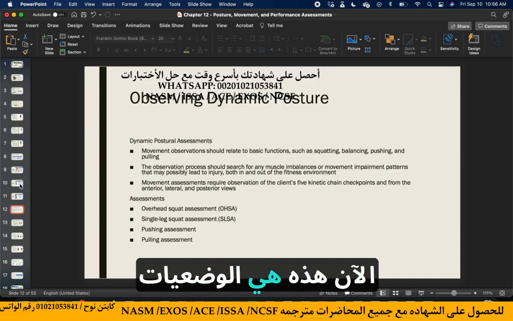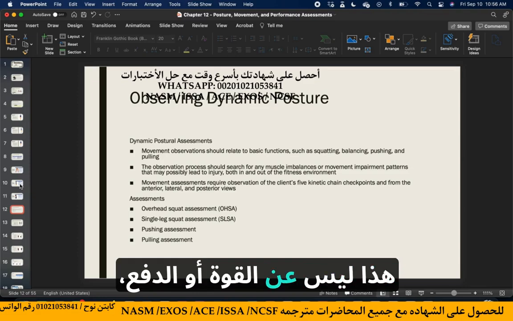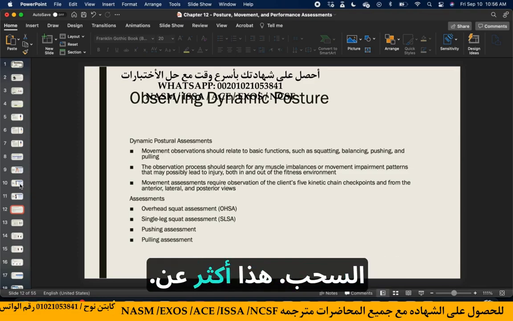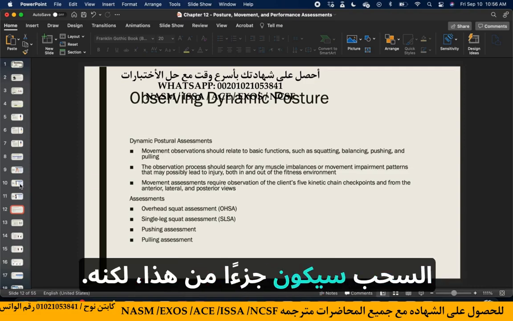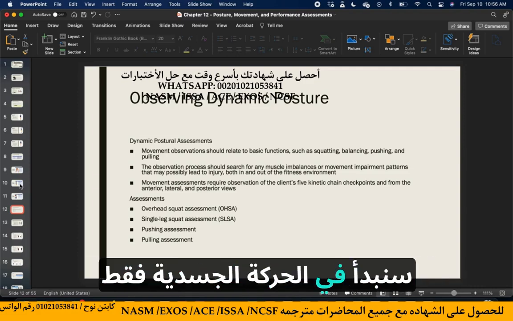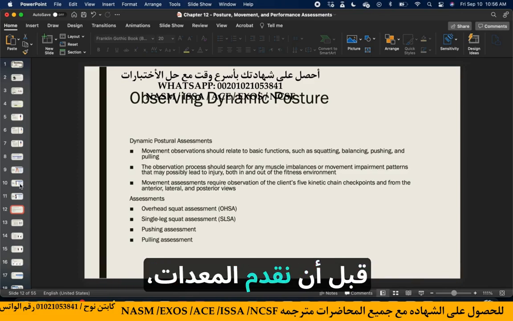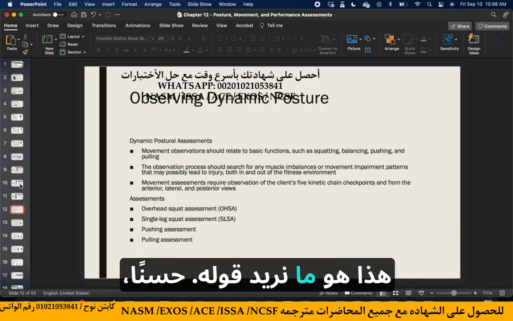Now, these are dynamic posture. This isn't about strength or push-pull. This is more about, we're going to put your body through some motion. Well, actually, push-pull would be part of this, but we're going to get into just body motion first before we introduce equipment, is more like what we want to say.